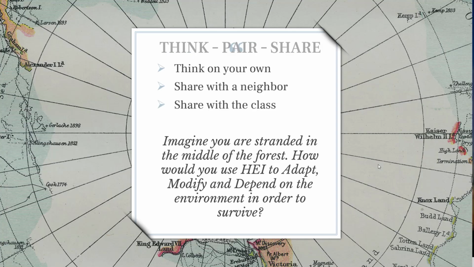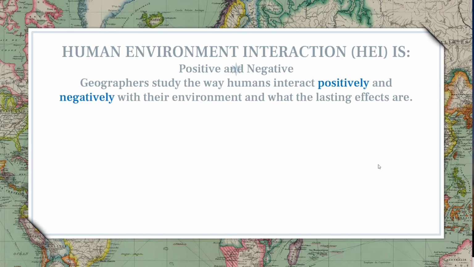All right, let's think, pair, share again. Think on your own for just a minute. And this one's going to take some thought. And then share with a neighbor, and then share with the class. Imagine that you are stranded in the middle of the forest. How would you use HEI, human environment interaction, to adapt, modify, and depend on the environment in order to survive? And you can do one or more of those.